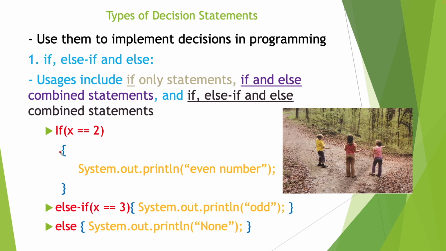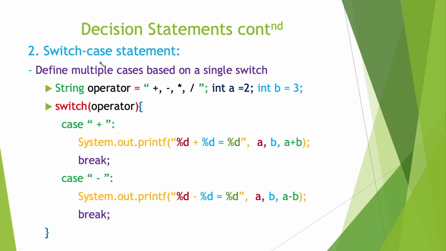So how this works? In your program, assume that there is variable x, and if x equals 2, then your program will print this statement. If x equals 3, it will run this statement. Otherwise, it will execute this statement. With the help of switch case statement, you can define multiple cases based on a single switch.